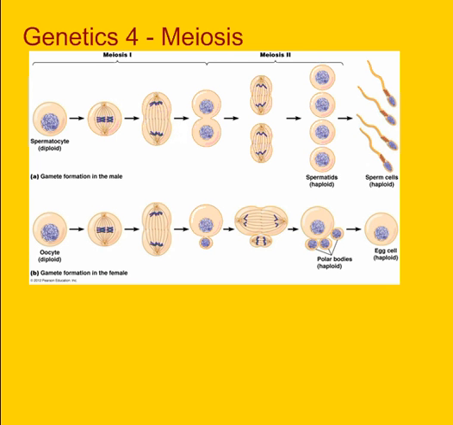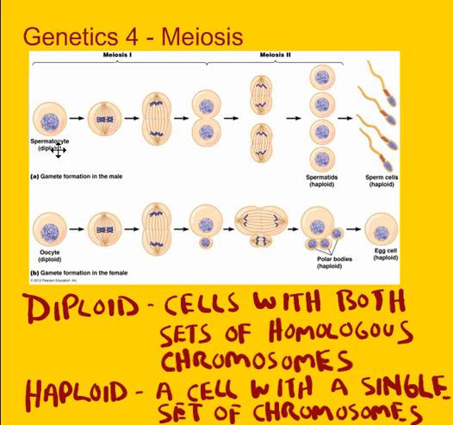So here's a diagram of meiosis. Here's meiosis producing sperm cells. Here's meiosis producing an egg cell. Now notice that we start out with a cell with a full set of DNA. That would be a diploid cell. Now diploid cells, like all body cells, have a full set of DNA. There's pairs of chromosomes. The chromosomes come in pairs because one half of the pair came from the mother and one half of the pair came from the father.